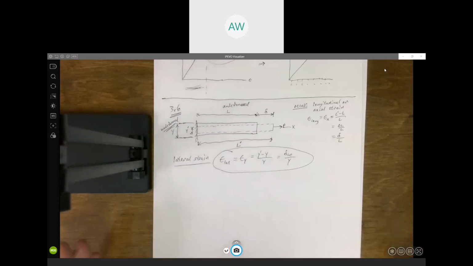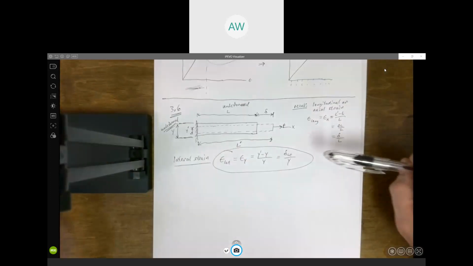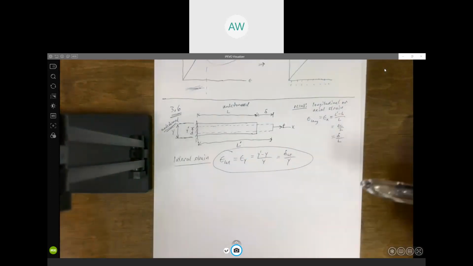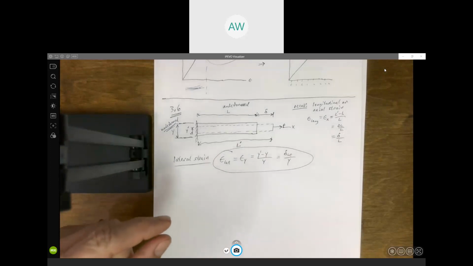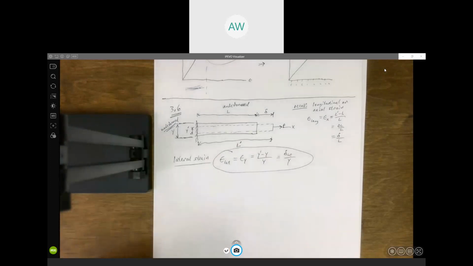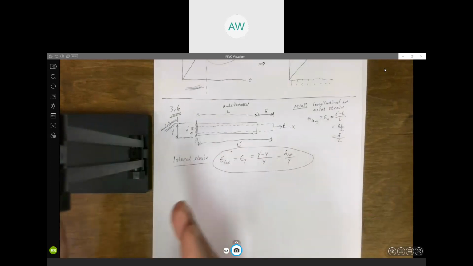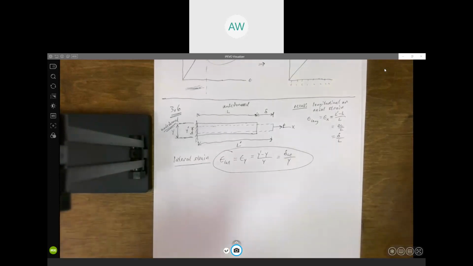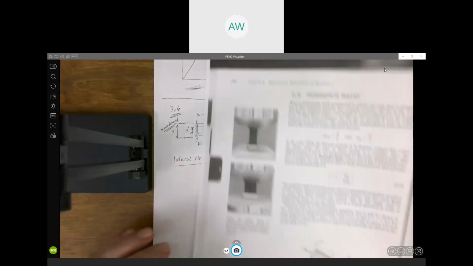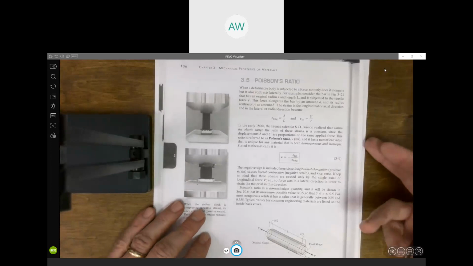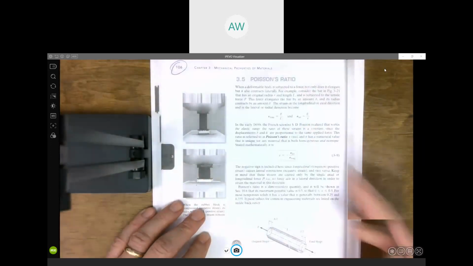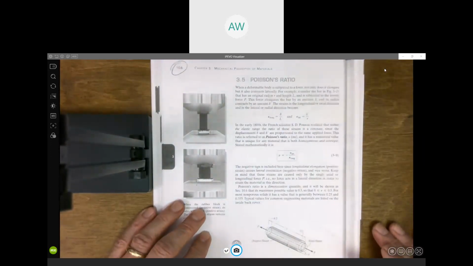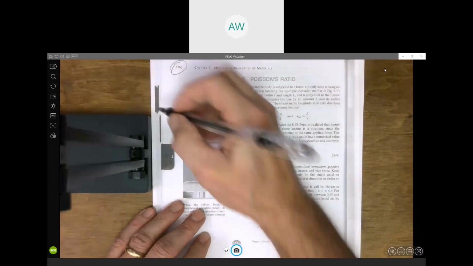Everybody with me in that if you pull and stretch something in the longitudinal direction, it's going to get shorter in the lateral direction. If you compress it and it gets shorter in the longitudinal, it's going to get bigger in the lateral. In fact, that's what this picture in the book shows, something being compressed. You can look up page 106. All right, so here's what it looks like.